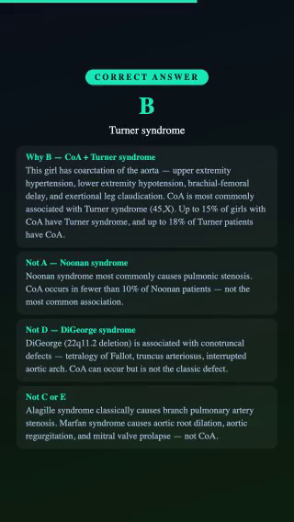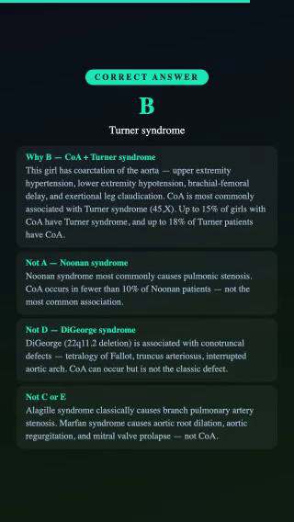DiGeorge syndrome, or 22q11.2 deletion, is associated with conotruncal defects such as tetralogy of Fallot, truncus arteriosus, and interrupted aortic arch. COA can occur but is not the classic defect. Alagille syndrome is most commonly associated with branch pulmonary artery stenosis and hypoplasia. COA has been reported but is much less likely. Marfan syndrome causes aortic root dilation, aortic regurgitation, increased risk of aortic dissection, and mitral valve prolapse. Coarctation of the aorta is not a typical finding.